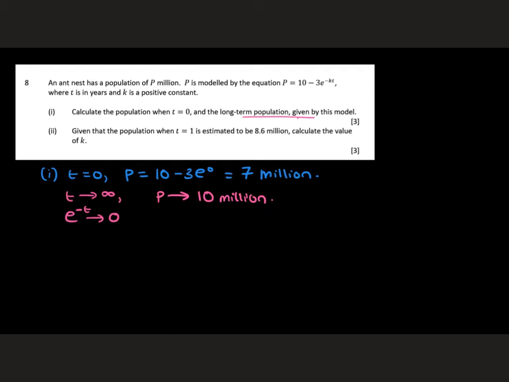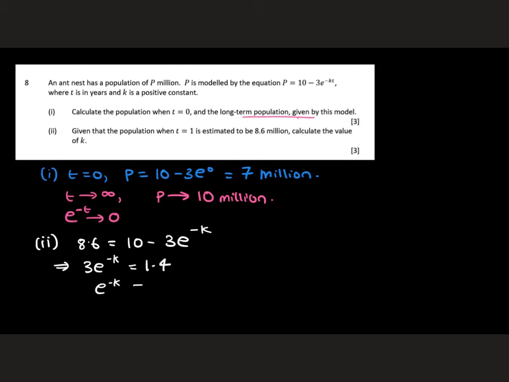Now, part 2. The population when t equals 1 is estimated to be 8.6 million. We calculate the value of k. So 8.6 is equal to 10 minus 3e to the negative k as t equals 1. Let's rearrange this. So this gives me 3e to the negative k is equal to 1.4.